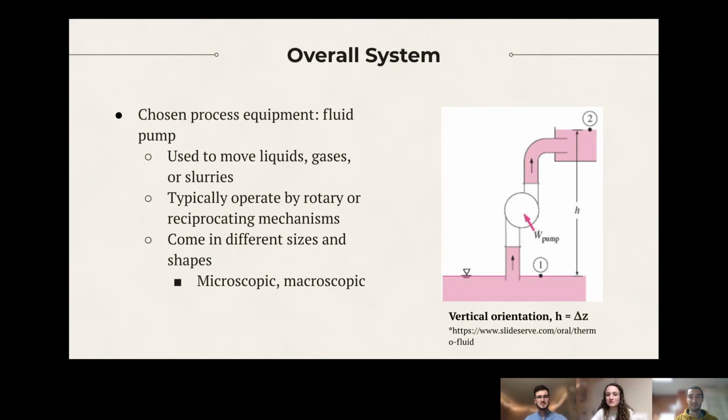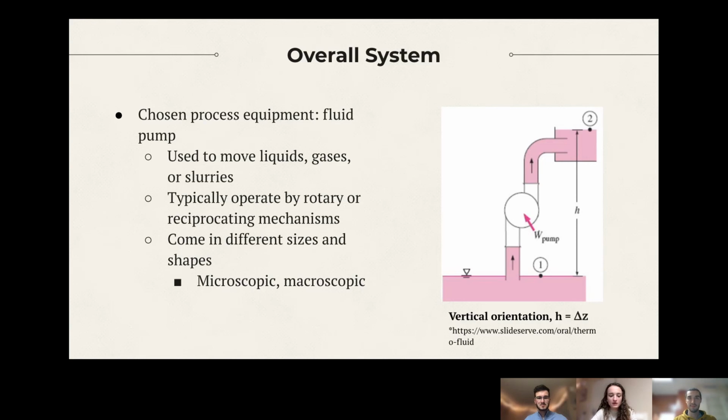So our overall system that we decided to choose was a pump, a fluid pump. These are used to move liquids, gases, and slurries, and they are vital to a lot of workplaces and manufacturing centers. They have an inlet connected to a volute, which is the circle picture on the diagram, and an outlet connected to that as well. The picture shows the vertical orientation with a height h.